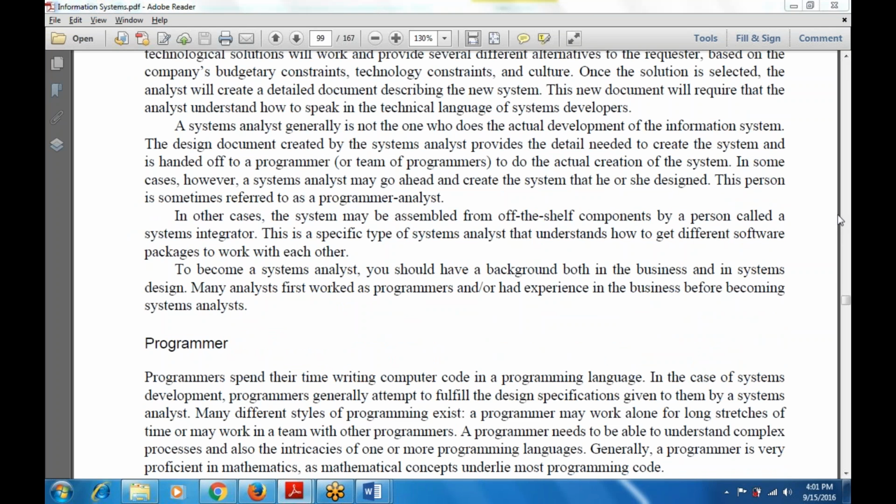Now, can anyone tell me who is a system analyst, or what are the various responsibilities or duties assigned to the system analyst? Can anyone answer? No, just do one thing, read out this content, the chapter 9 that we studied in the last class, and tell me the answer to this question.